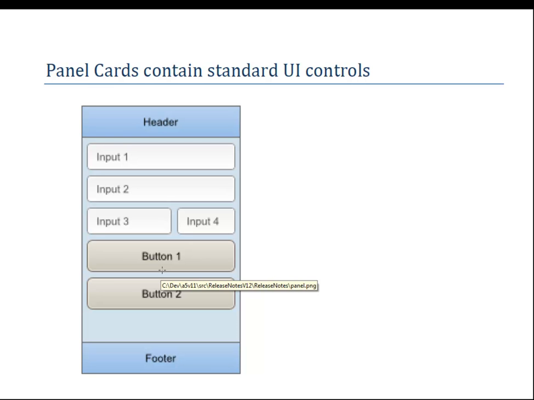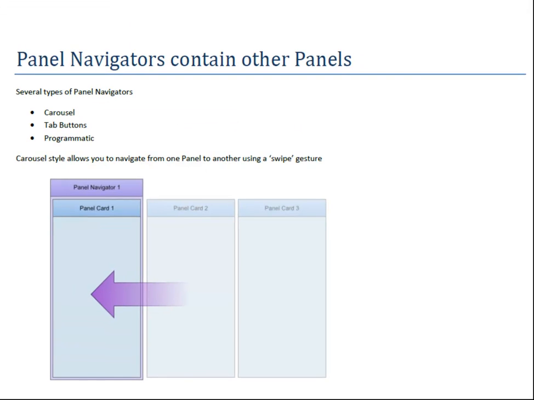Now obviously the simplest of apps would only contain a single panel card, but realistically your app is going to contain more than one panel card. So you need to have a way of transitioning from one panel card to another, or a way to display multiple panel cards at the same time. So the panel navigator is the next type of panel, and the panel navigator is a container for other panels. And the panel navigator allows you to transition from one panel to another panel.